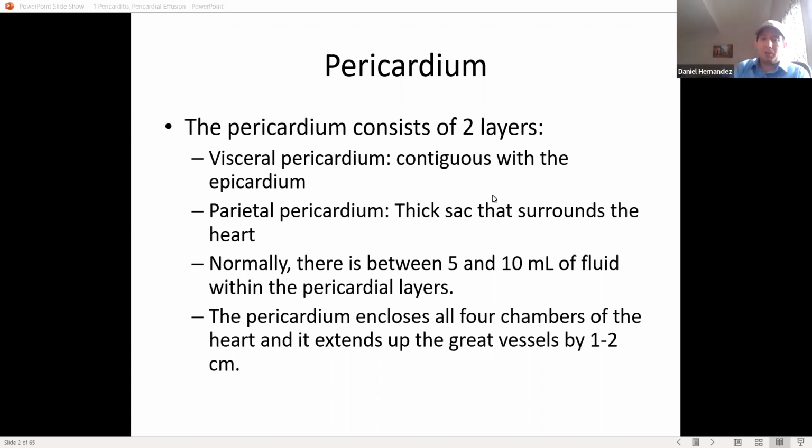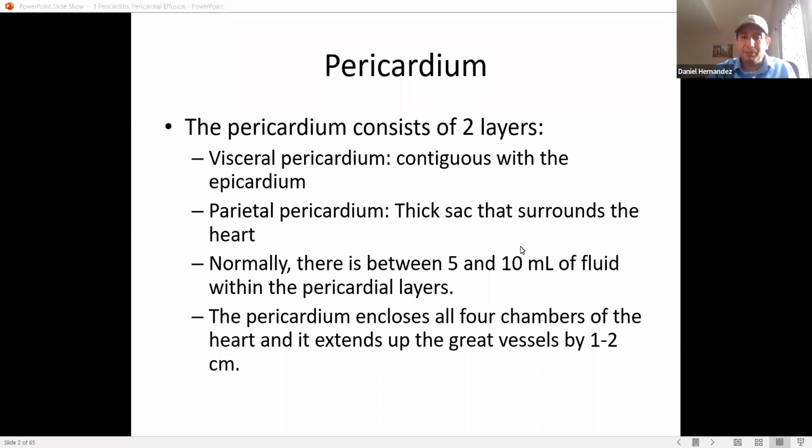Normally we have a small amount of fluid that lies within the pericardial space. Between these two layers of pericardium is the pericardial space, and about 5 to 10 milliliters of fluid normally exists within it. This allows a certain degree of lubrication, a certain amount of free movement of the heart as it's beating and contracting within that pericardial space.